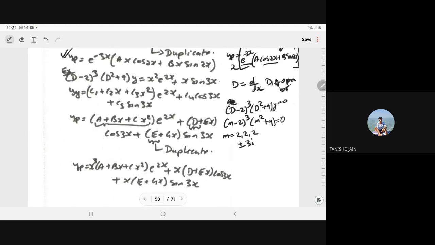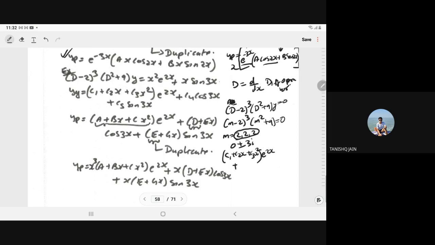So when the roots are equal, three equal roots of 2, for the first root we have c1 into e to power 2x. But due to the duplicacy, we take the linearly independent solution, that is c2 x e to power 2x. Due to the third duplicacy, we write c3 x square e to power 2x, plus corresponding to plus minus 3 iota, that is 0 plus minus 3 iota.